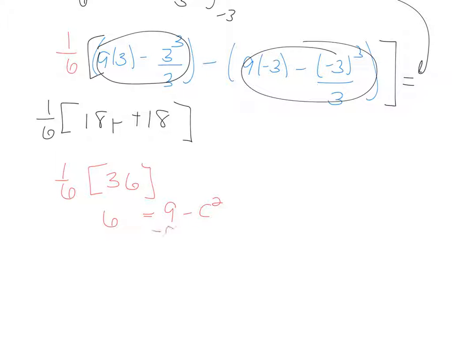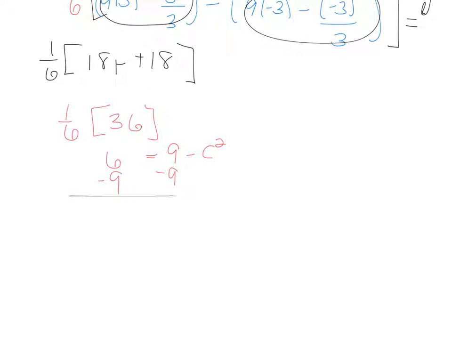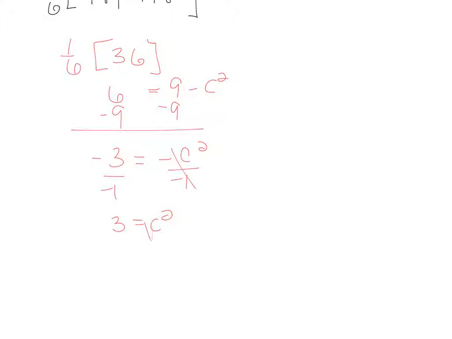So I'm going to subtract 9 here. This becomes negative 3 equals negative c squared, divided by negative 1. This becomes 3 equals c squared. I'm going to take the square root. I get plus or minus the square root of 3 equals c. Now, just a side note, your interval is from negative 3 to 3, so you just have to make sure that this is in the interval. The square root of 3 is 1.73, and negative 1.73 for the negative piece, so this is both of your answers.